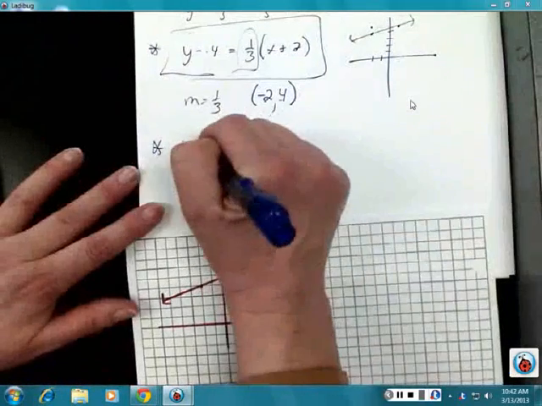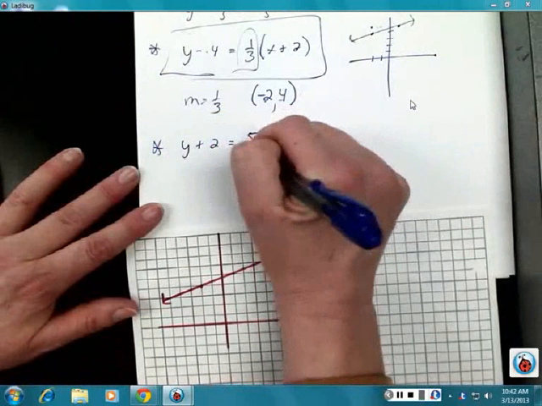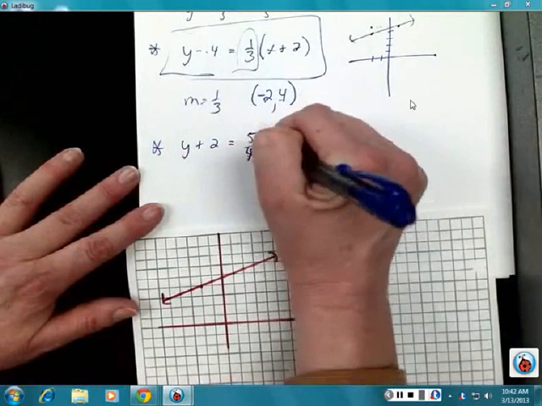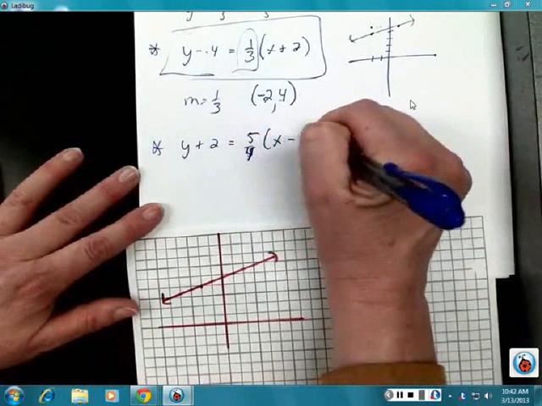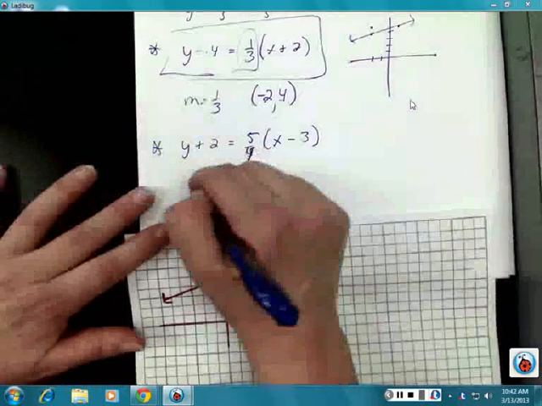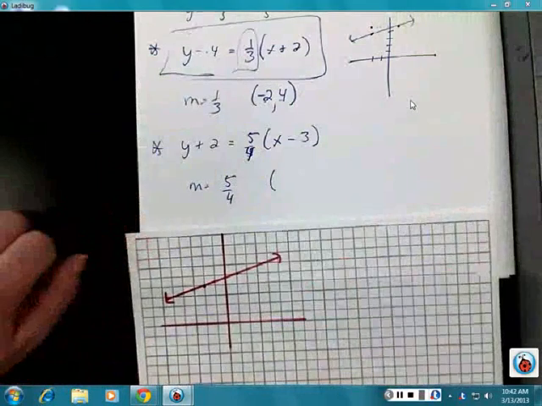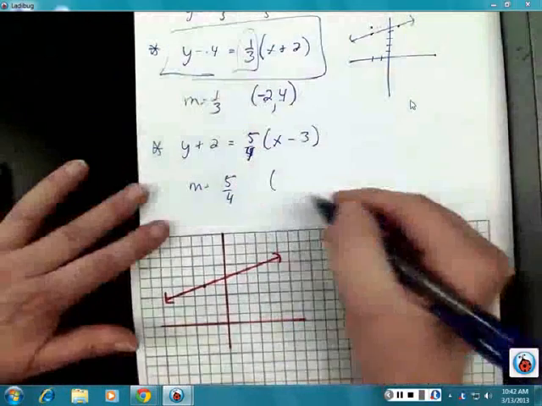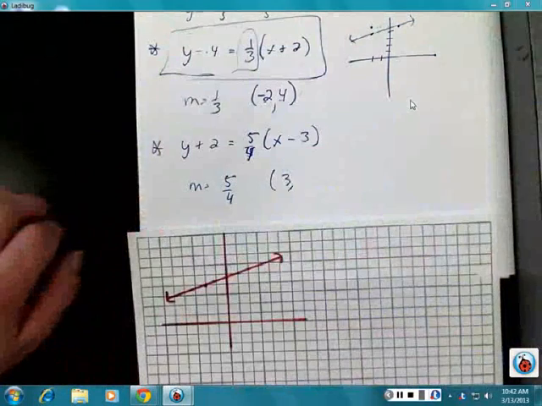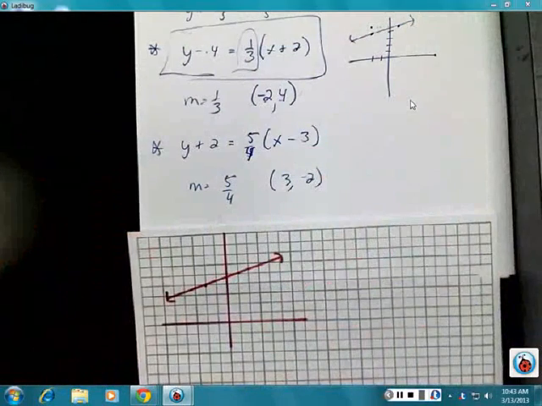y plus 2 equals 5/4 x minus 3. So slope is 5/4. My point, x is 3. y is a negative 2. And then they will say graph it.